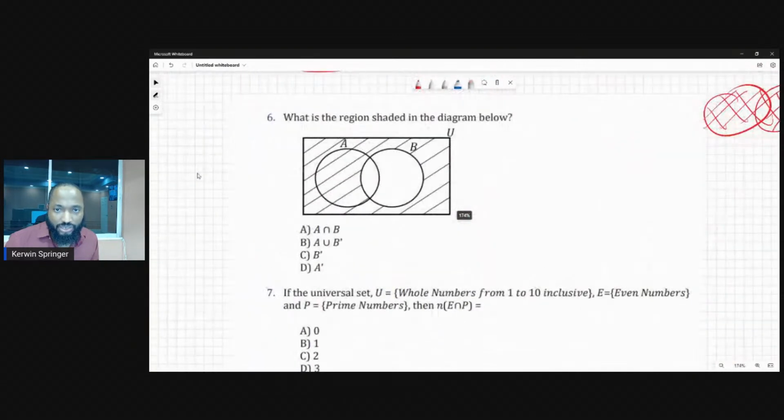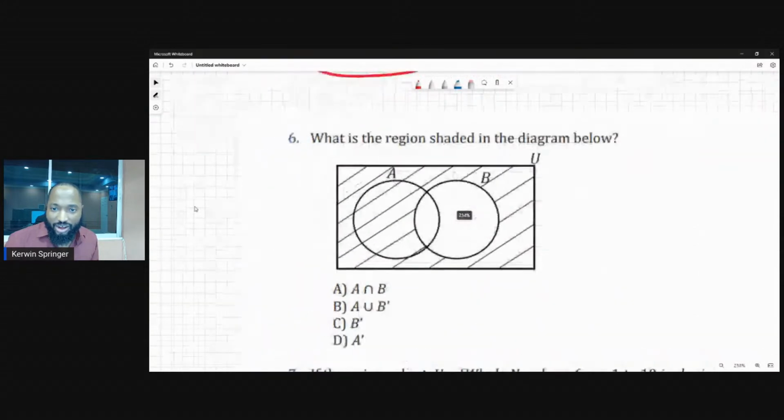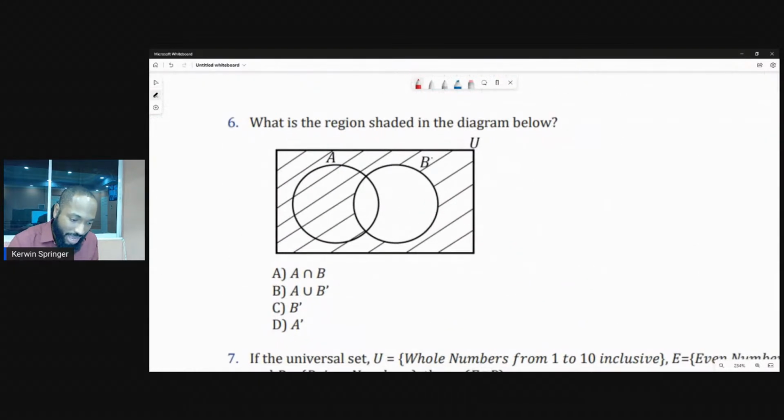Let's go on to number 6. What is the region shaded in the diagram below? So in this diagram, I'm seeing that they shaded everything. Now you see what CSEC is calling shaded, right? They call shaded hatch. So when you're shading something, you could hatch too. So what is the region shaded here? Everything is shaded, but B, we have something for that outside of B. B complement. Well, see, they use a kind of apostrophe here. It should be a little straighter, more like a dash.